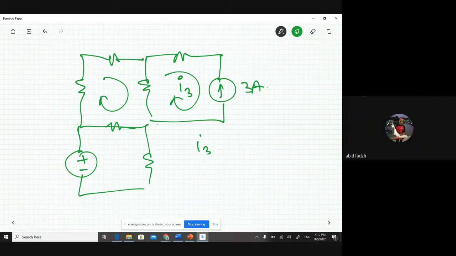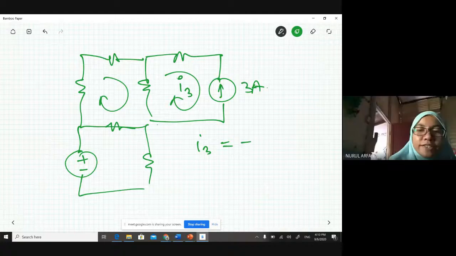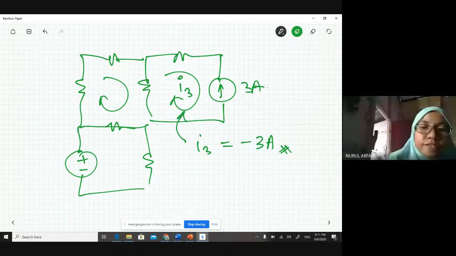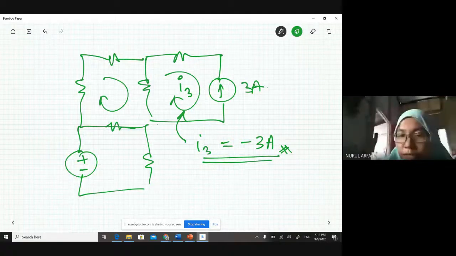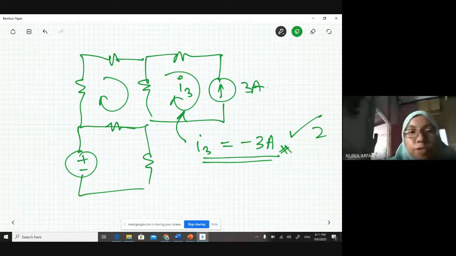Negative 3 amps. Yes, negative 3 amps. So this loop should have this current. If you give me this, straight away 2 marks.